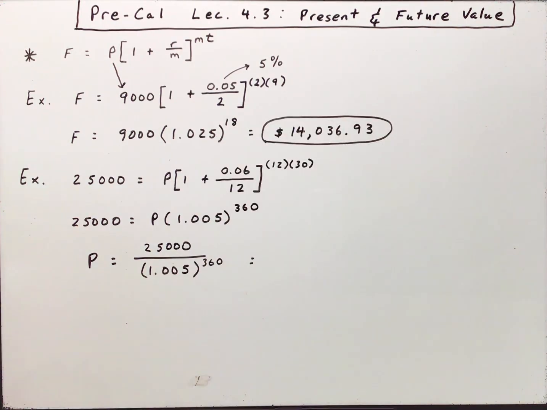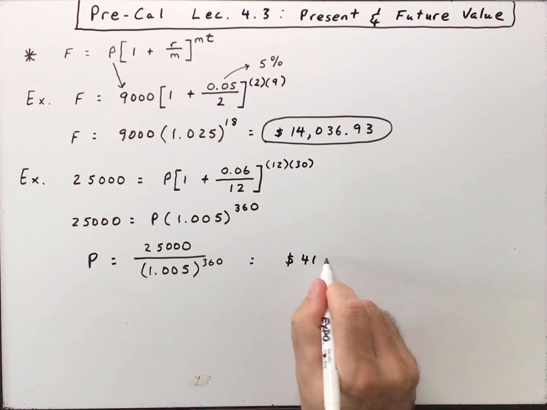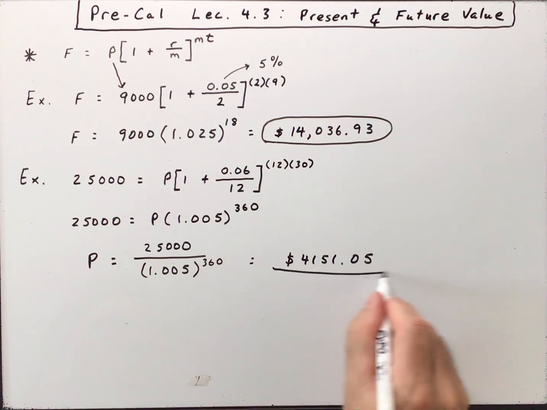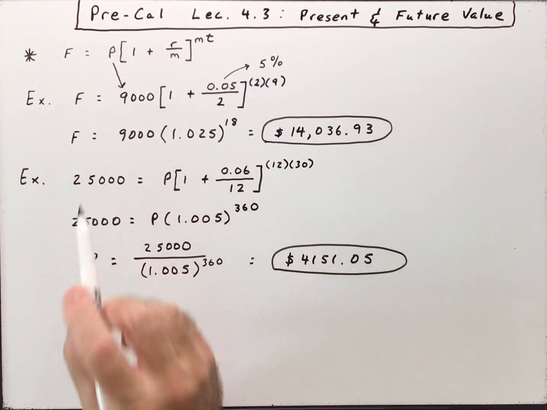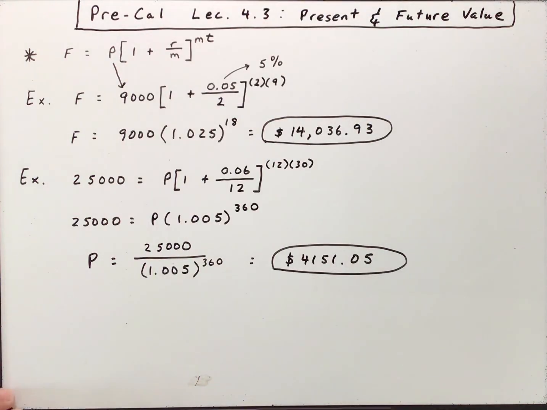4151.05 if we round. So 4105, and that is correct. So there you go. In 30 years at 6% interest, that amount of money will grow into 25,000. All right, cool.